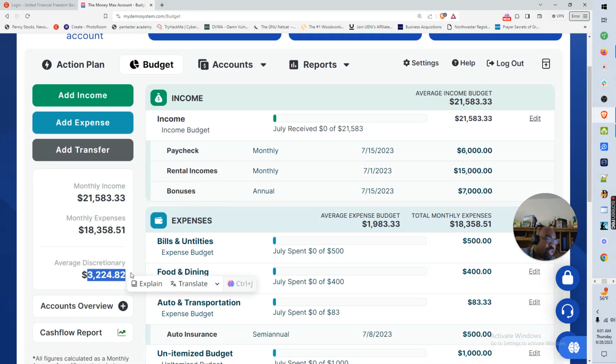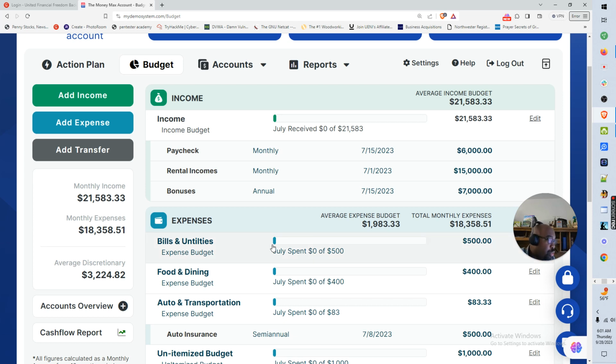Their average discretionary income is $3,224.82. Do you think you could be paying down debt with that much cash flow? Absolutely, right? Many times we see there is a relationship between how much cash flow you have and how fast you can eliminate unnecessary debt.